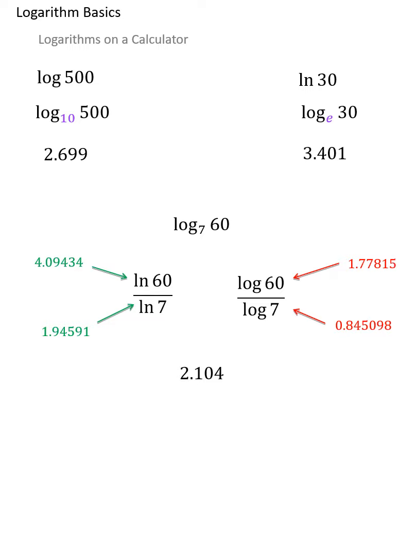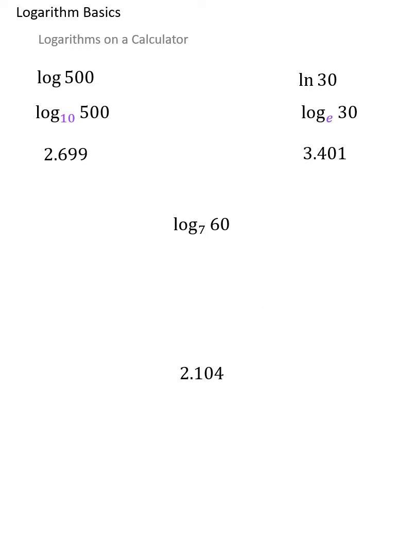Now it's important to remember here that logarithms are not division problems. That was just a gimmick to get around the fact that your calculator designer may not have allowed for the log base anything other than 10 or e when they designed the calculator.